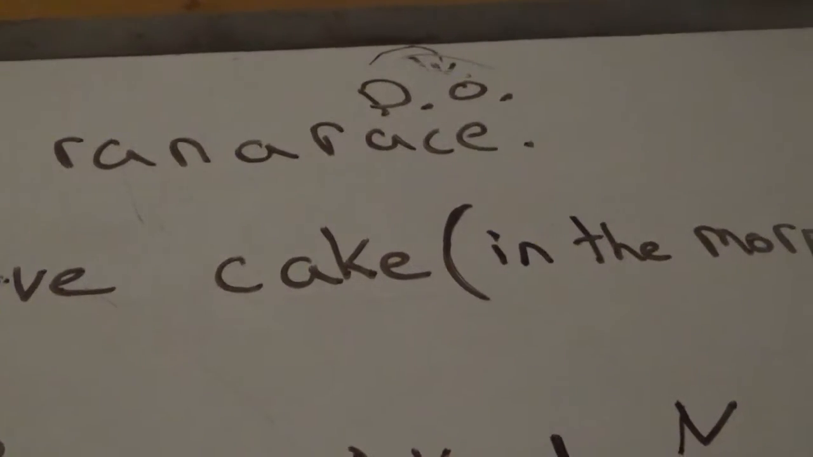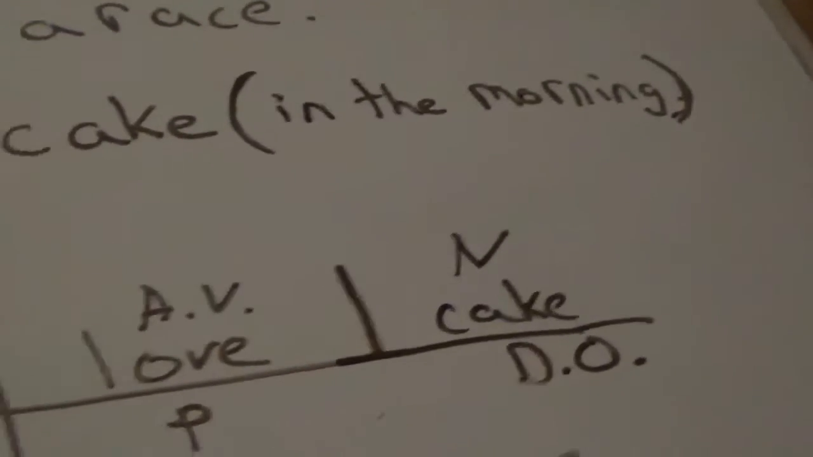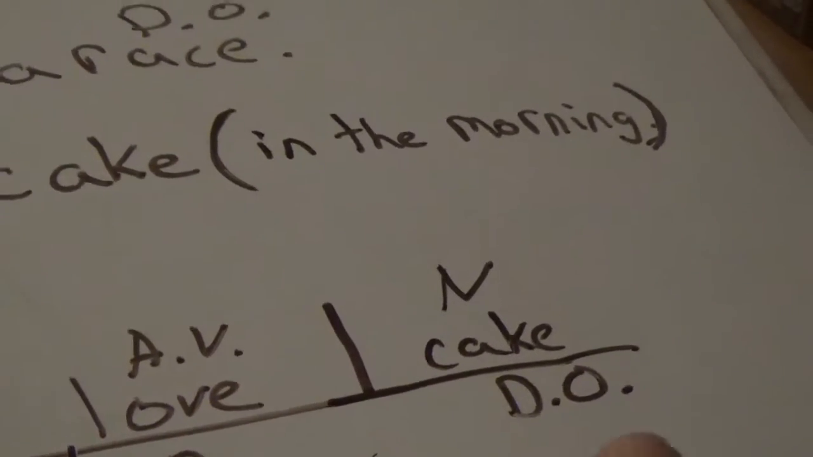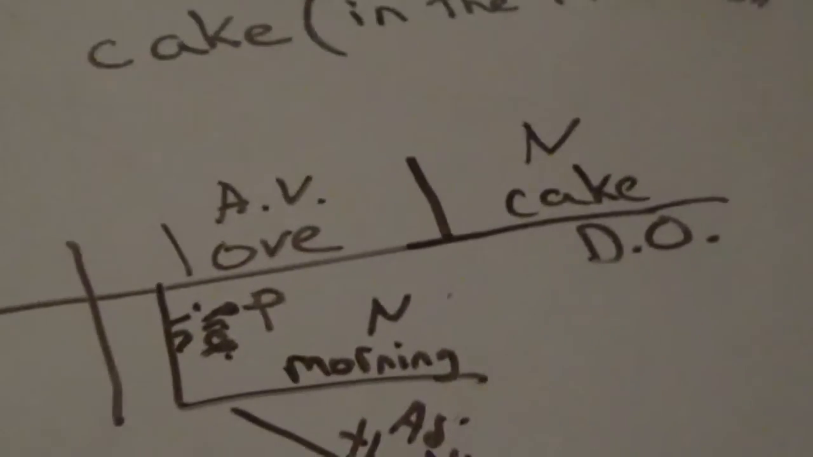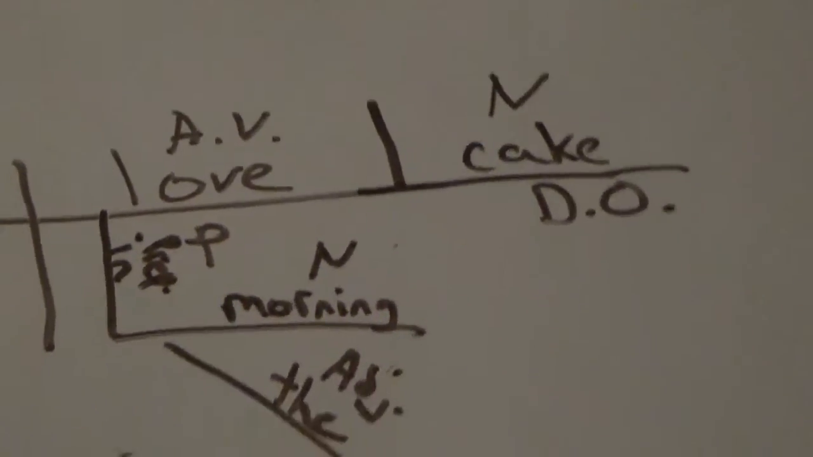in the sentence. So let's see, what does it modify? I love cake in the morning. It modifies love. Love when? In the morning. So we're going to write in, P-R-E-P for preposition. Morning is our object of the preposition, and it's a noun, and then the is an adjective. Cake in the morning. Okay, so that is our diagram. That is how we diagram direct objects.